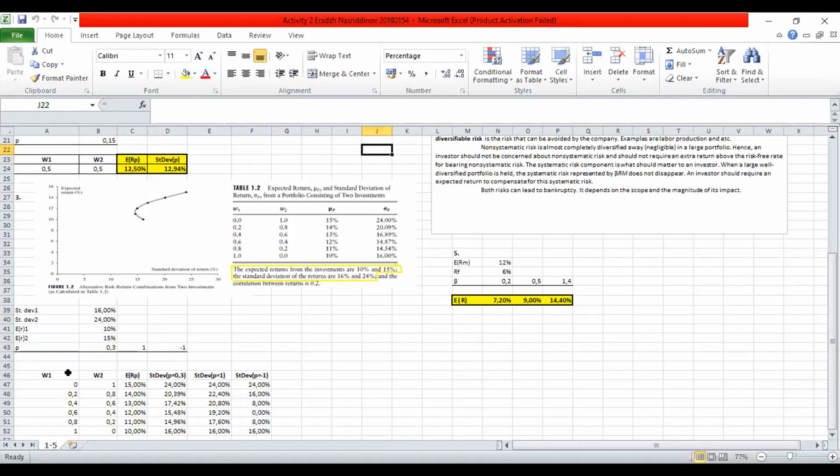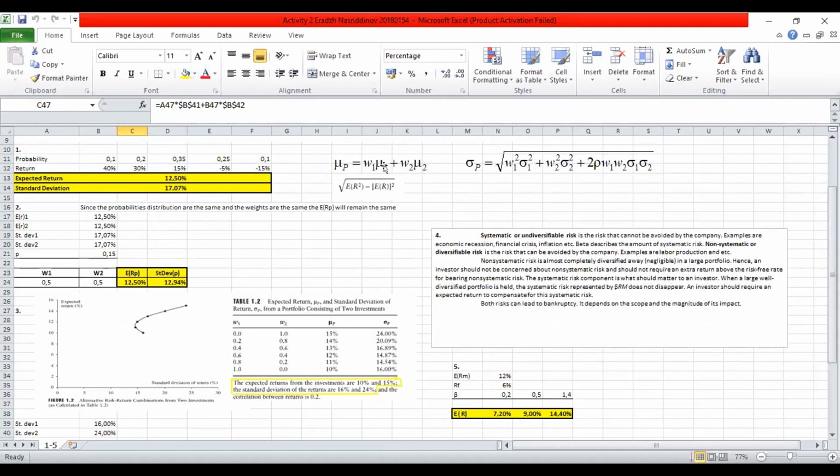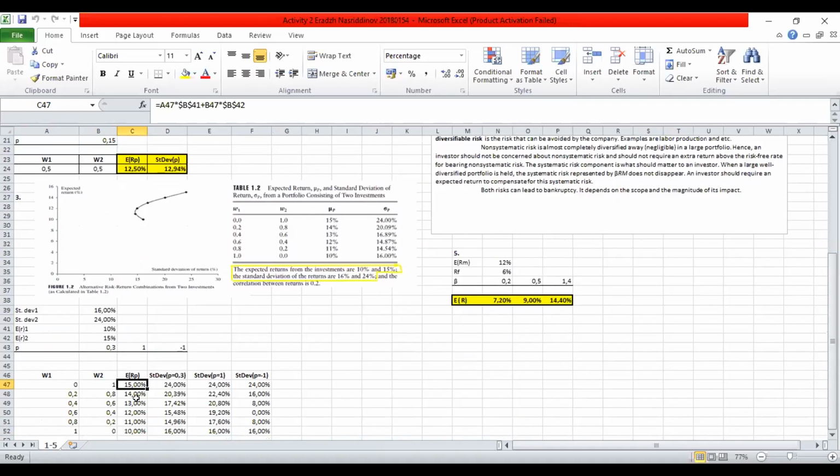We have to make a table like we did in our example: equal weights, everything to one investment, everything to the other investment. So I distributed the weights 0, 0.2, 0.8, and so on. To calculate expected return, here's the formula: expected return 1 times its weight plus the other one. Here we have all expected returns: 15, 14, 13, 12, 11, 10.